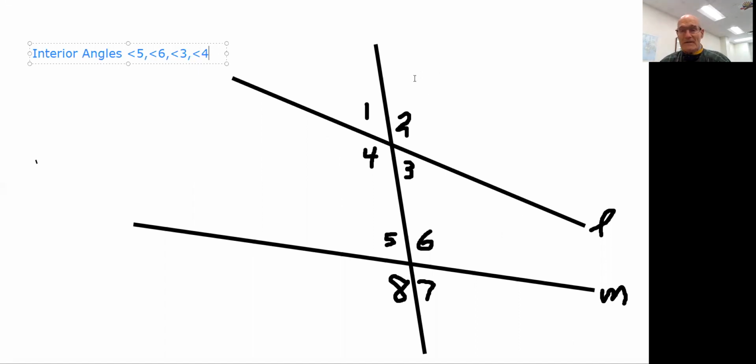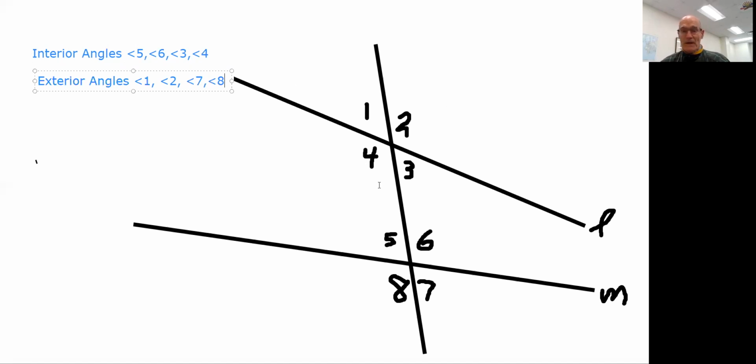Now, the outside region out here, 1, 2, 8, and 7, are what we would call exterior angles. So these would be exterior angles, and that would be angle 1, angle 2, angle 7, and angle 8. Now, those are the basic classifications. Now, we have several other classifications.